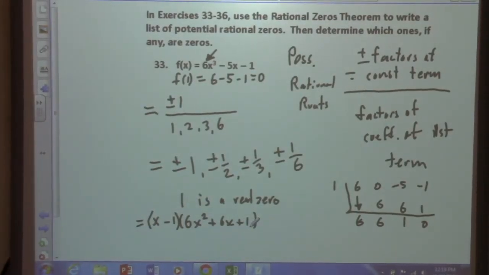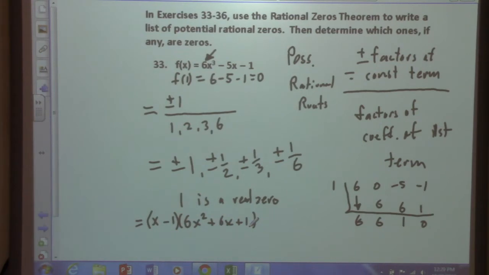Okay, ladies and gentlemen, this is where we left off yesterday, and this is just the problem worked out. These will be our possible rational roots, and as it turns out, 1 is a real zero because we use the remainder theorem. We could plug in 1, we get a remainder of 0, meaning that 1 is a real zero. As it turns out, 1 is the only real zero for this one. Any questions on this?